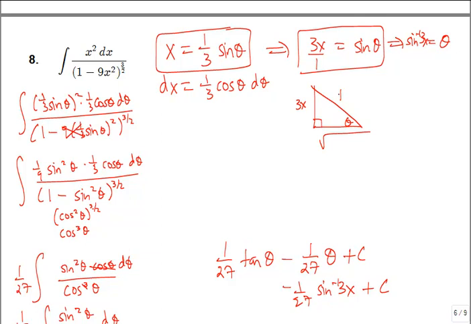Pythagorean identity, we take the hypotenuse squared minus the leg squared. So 1 minus 3x squared becomes a 9x squared. Looks familiar, right? So what would be the tangent of theta according to this triangle? Well, it's opposite over adjacent. So 3x over square root of 1 minus 9x squared. So that's going to go right down here.